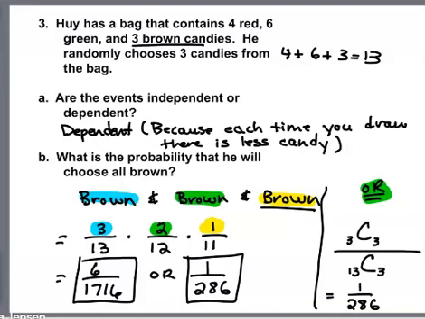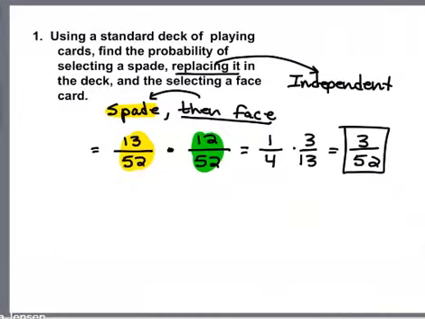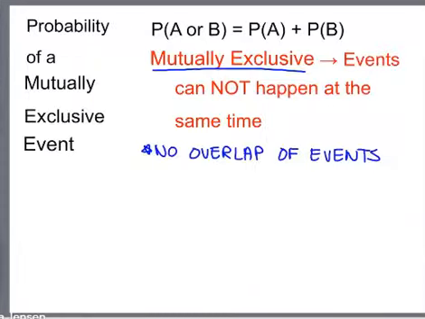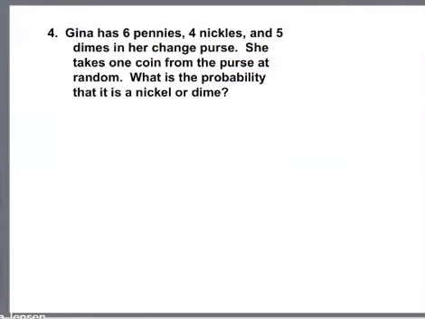Now, when you replace it, like we did here, we replaced the card. You cannot do combinations for those. All right, so those were and problems. Whenever we talk about or problems, we talk about mutually exclusive or mutually inclusive events. A mutually exclusive event is events cannot happen at the same time. There's no overlap of events. There's no overlap. Okay, so I'll show you what I mean here.